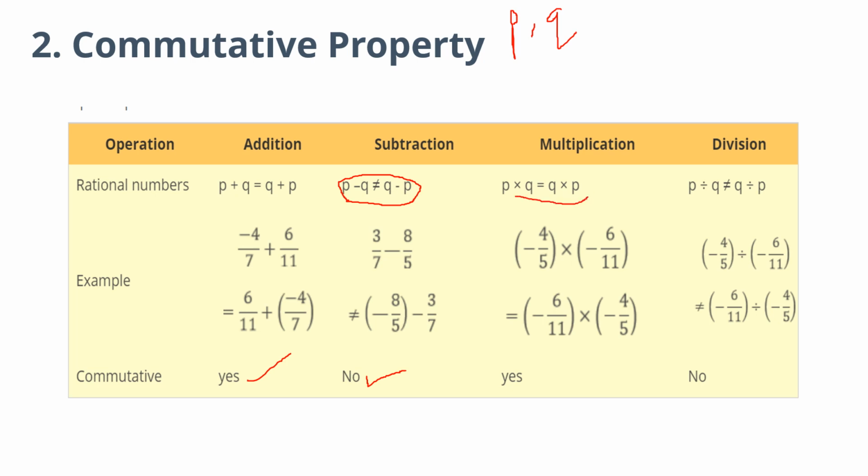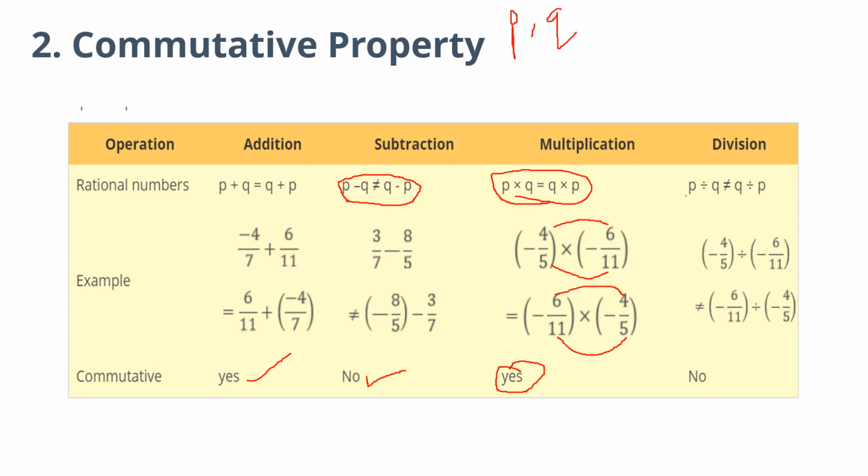Next, let us check for multiplication. P multiplied by Q and then Q multiplied by P. You will find the result is the same. Again 6 fours are 24, 11 fives are 55, or 4 sixes are 24, 5 elevens are 55. Both ways you will get the same answer. So multiplication is also commutative here.